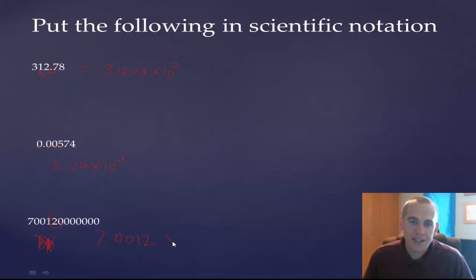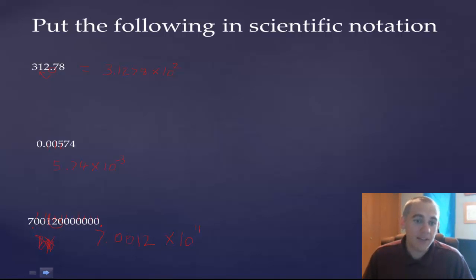7.0012 times 10, and now I've got to figure out how many places I'm moving my decimal. It started right here, and I'm going to move it to right here. So that's 1, 2, 3, 4, 5, 6, 7, 8, 9, 10, 11. So times 10 to the 11th. I moved my decimal point 11 places to the left. To get it back where it was, it's got to go 11 places to the right, or positive 11.